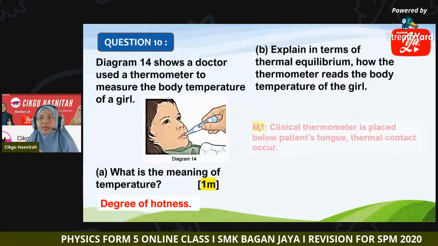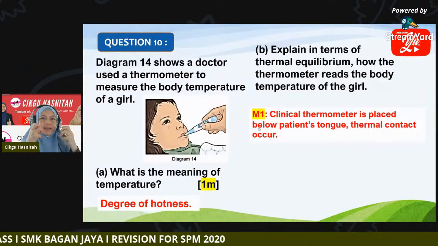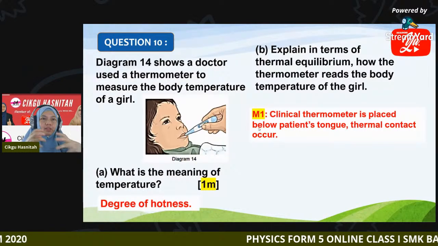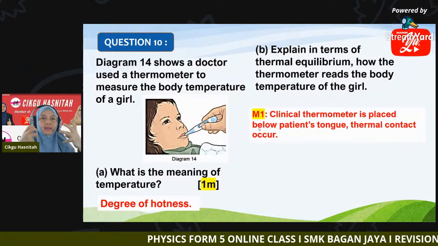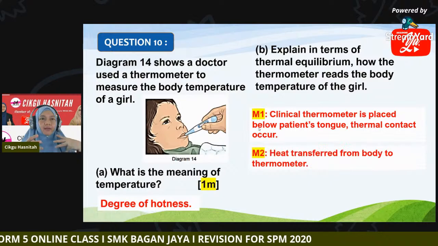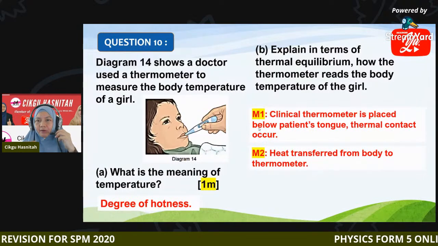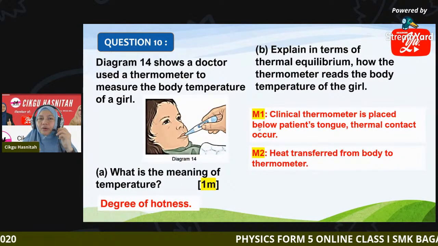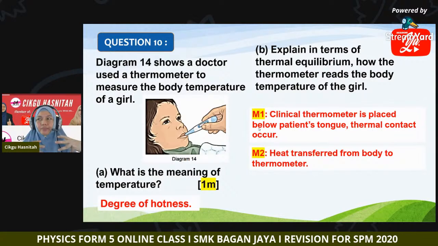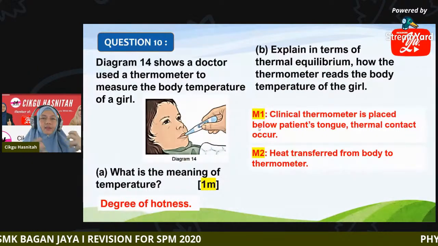Okay, so first, what happened? We place the thermometer under the patient's tongue. So there is a thermal contact between the body and the thermometer. Mark number 1. Second, when thermal contact occurs, what happens? Heat will be transferred. Heat transfers from the body to the thermometer.